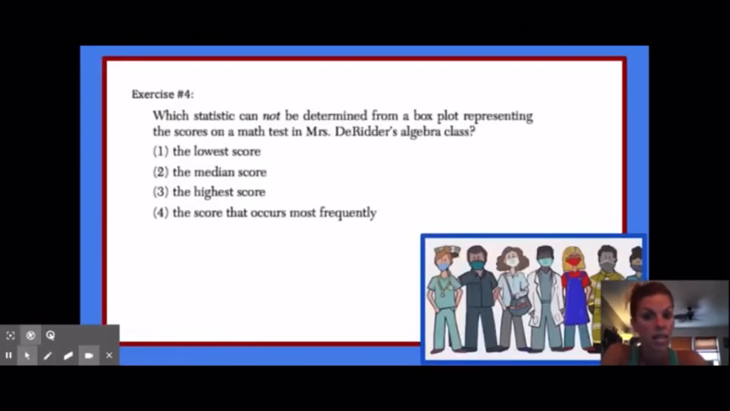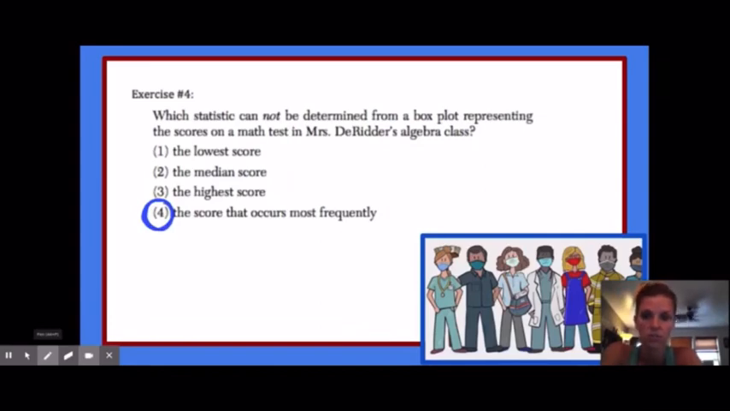Okay. Let's look at this one. So multiple choice. It says, which statistic cannot be determined from a box plot representing the scores on a math test in Mrs. DeRitter's algebra class? So if you read your options, which one can we not have in a box and whisker plot? Well, you can't have choice 4. Choice 1, you have the lowest.